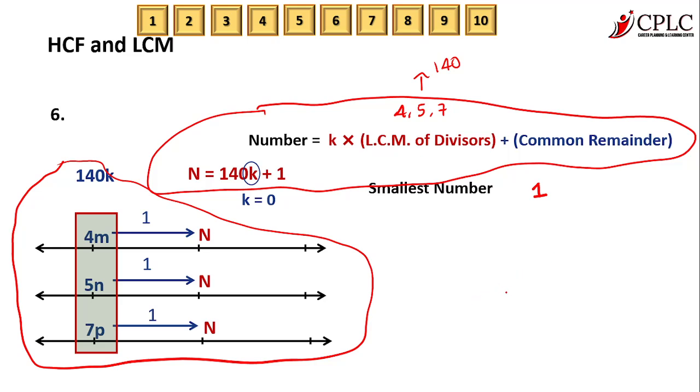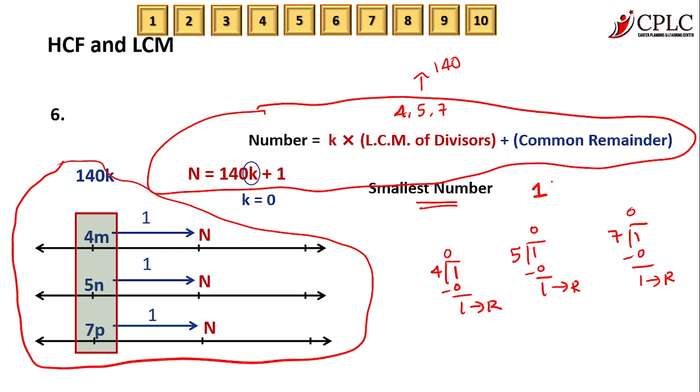Now, a lot of people might not agree with this, but I'll explain to you. If you remember, what was the condition? The number after being divided by 4, 5, 7 should give us a remainder 1. Now, think about this. 1 divided by 4 is not divisible, so it gives you a remainder of 1. 1 divided by 5 gives you a remainder of 1. 1 divided by 7 gives you a remainder of 1. So I hope you understand. They were asking for the smallest number, and for the smallest number k is 0 and the number is 1.